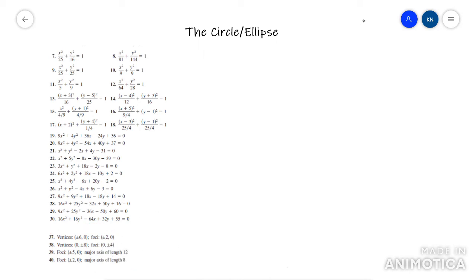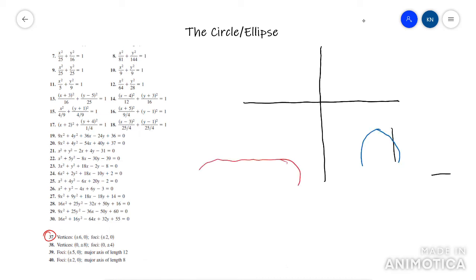All right, the next one I'm going to do is number 37. They give me vertices and the foci. Look, even me, I can't do these until I throw them down on a graph and see them visually. So that's where I would recommend you start. Now, if they give you the foci, essentially they're telling you if it's a vertical or horizontal ellipse.